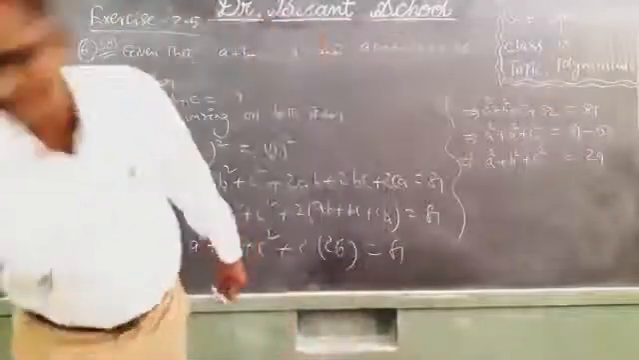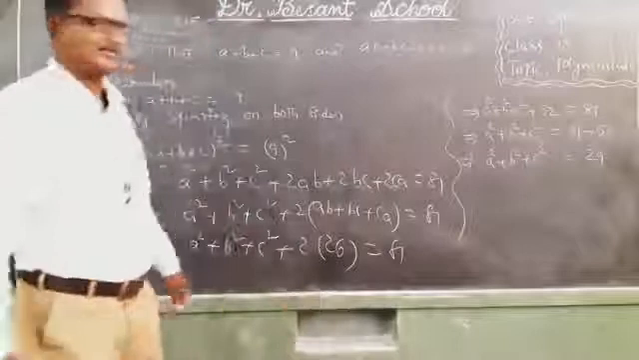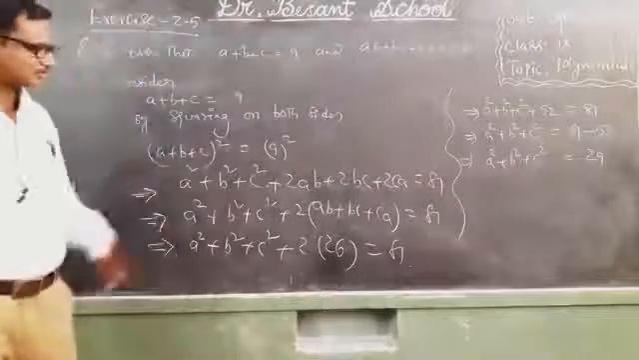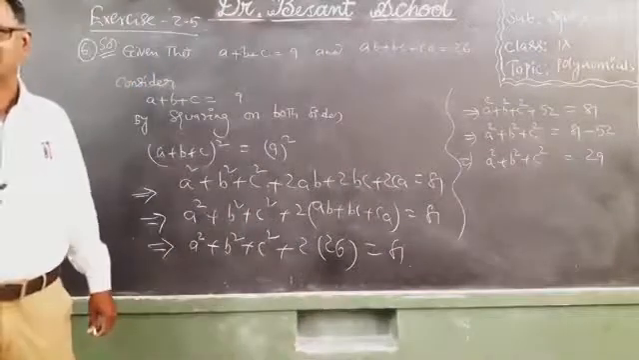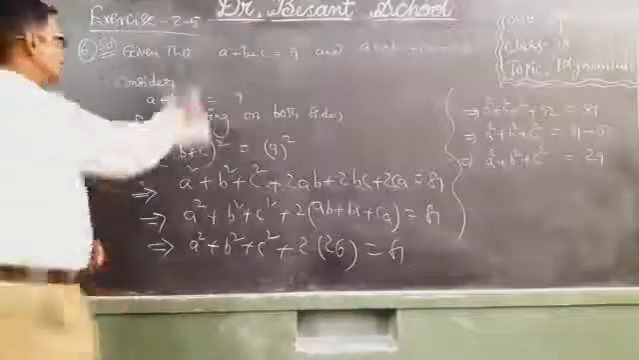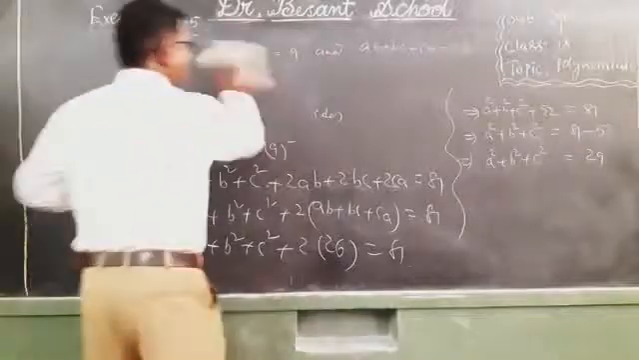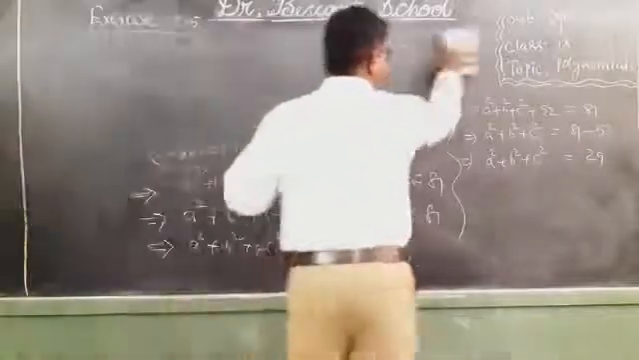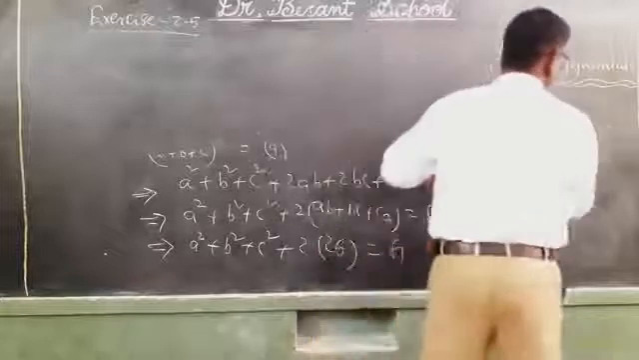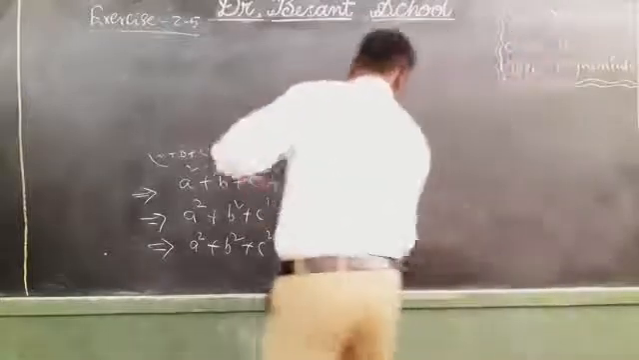Okay children, that is only our question. Find the value of a square plus b square plus c square. We got it, 29. I hope that you have understood this problem. It's a nice problem. Okay children? Verify children. The next is 7th problem.